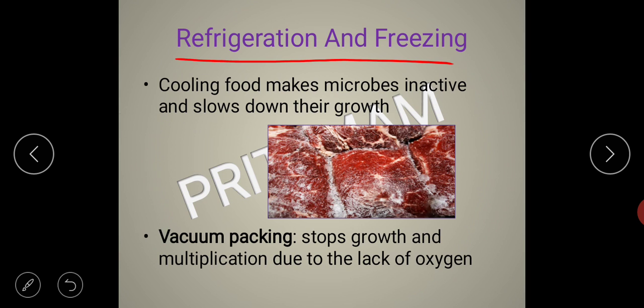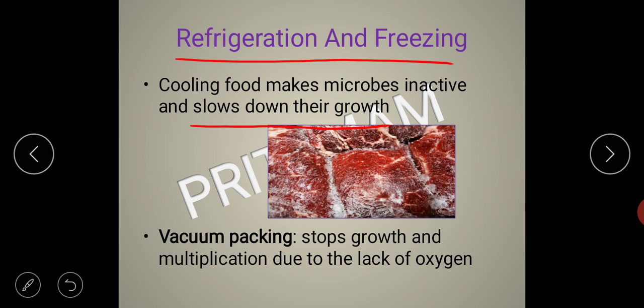Refrigeration and freezing is the next food preservation method. Most of the microbes need optimum temperature to grow and to multiply. Cooling food makes them inactive and also slows down their growth and multiplication. Food does not spoil for a few days if it is stored at around 5 degrees Celsius, and for some months at minus 18 degrees Celsius.